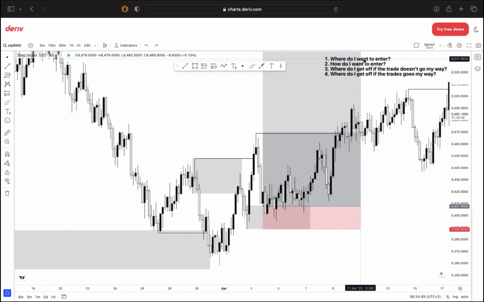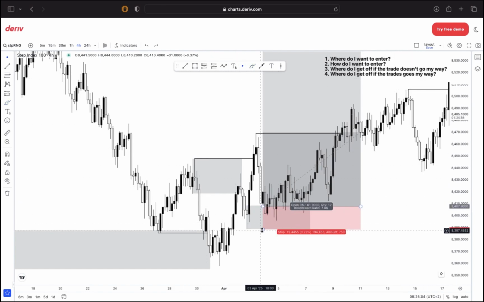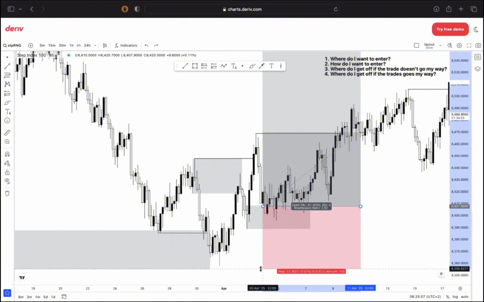So where do you want to enter? How do I want to enter? As you can see, I'm identifying all these things while I'm busy performing my analysis. Where do I want to get off if the trade doesn't go my way? Right. So again, you can place a stop loss around this area here. But again, as you can see, the stop loss would be very big.